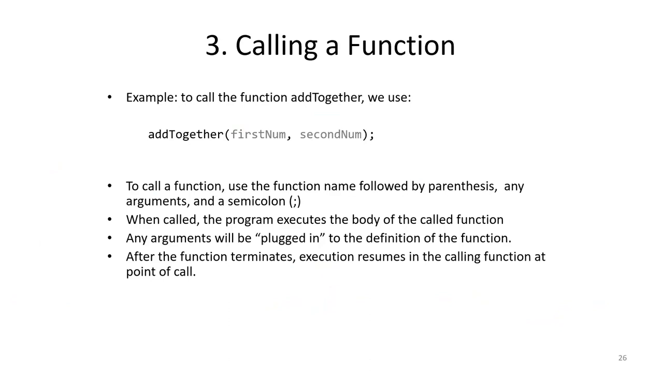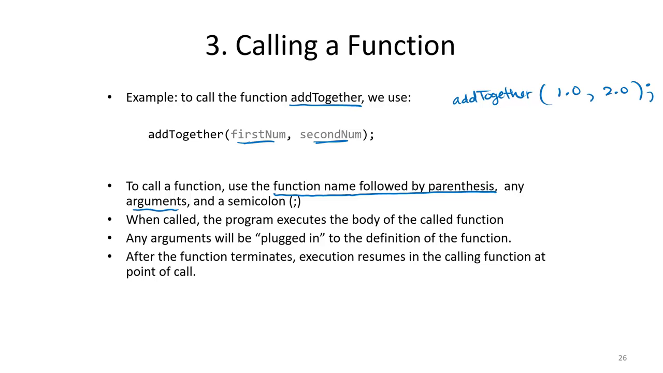Let's go ahead and move on to function calls. So calling a function is actually very simple. We use the function's name followed by parentheses. So to call add together, we write add together, and then we put parentheses, and inside the parentheses, we put the arguments that the function expects. So in this case, add together is expecting 2 arguments, a first number and a second number. So for example, I could have 1.0, and I could have 2.0.